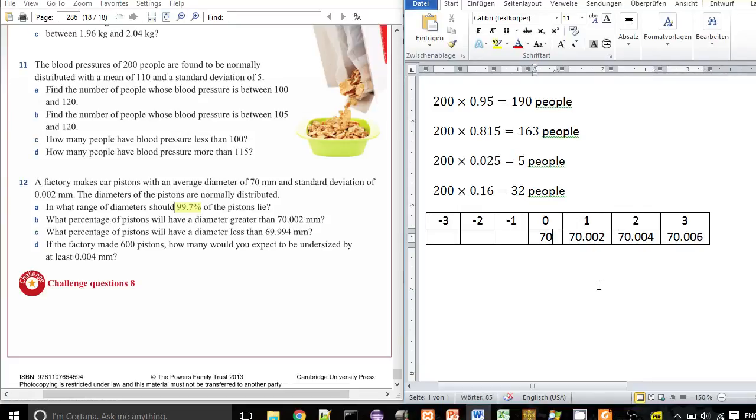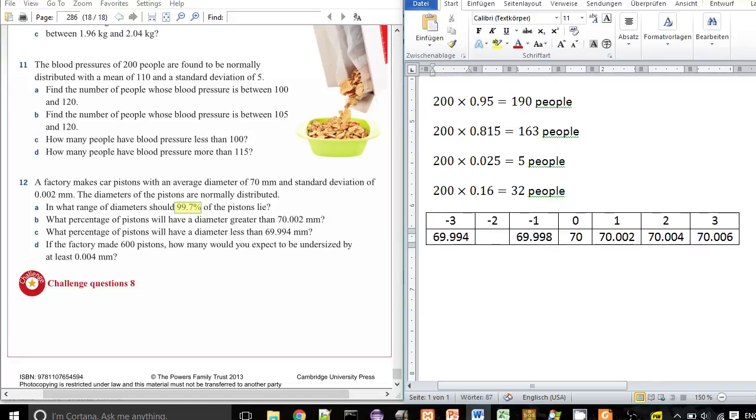And then we've got here 69.998, and here's 69.994. Okay, so that's our sort of Z scores. So 99.7% should be between 69.994 millimeters and 70.006 millimeters. Okay, so that's the answer for A.